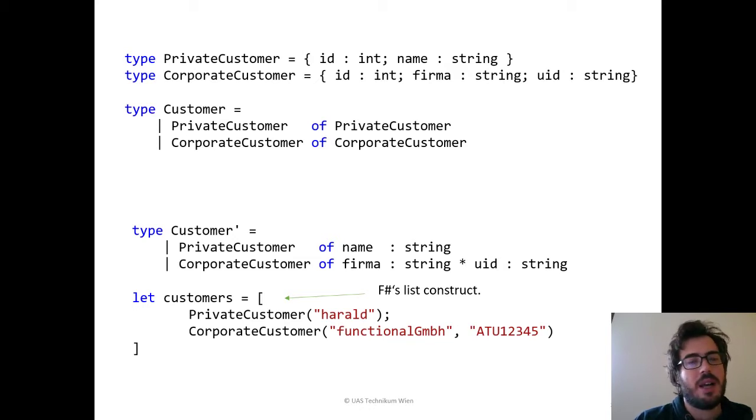And the data behind the discriminated union can be modeled simply as a product type, in this case a record. However, in F# you can also mix those two and inline, so to speak, the definition of the product type into the definition of the union type, which results in this definition. What can we do with this? By using, for example, the list construct, we can create a list of customers by having first the private customer and then the corporate customer.